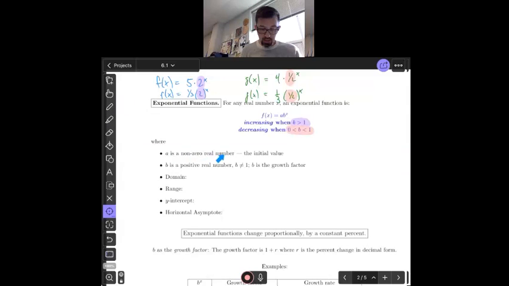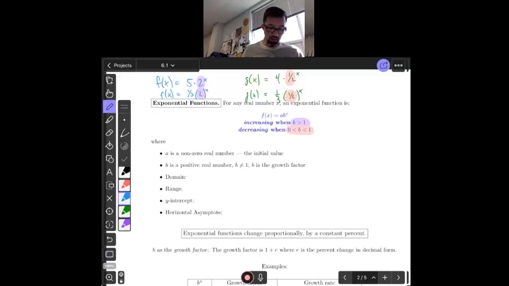A has to be a non-zero real number. Okay, so we could do negatives. Most of the time we don't, but it can't be 0. It's also the initial value. So if I looked at something like this, the initial value would be 5.